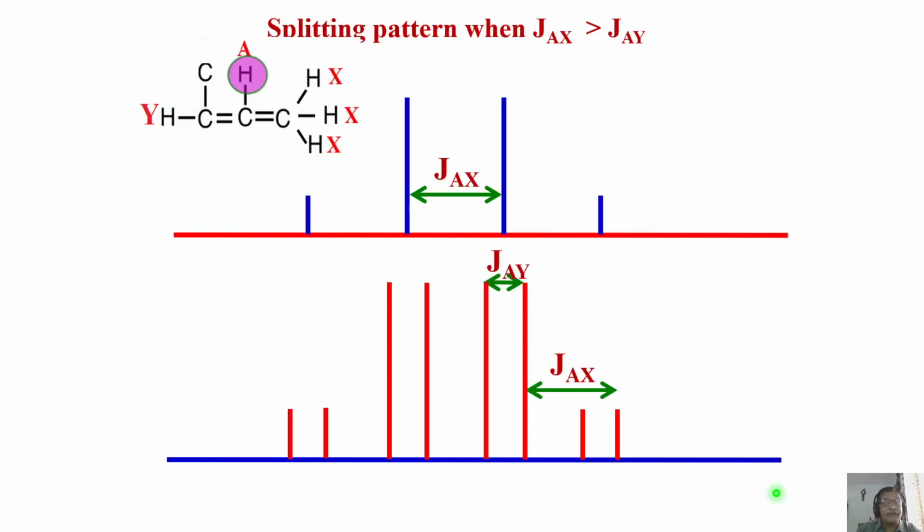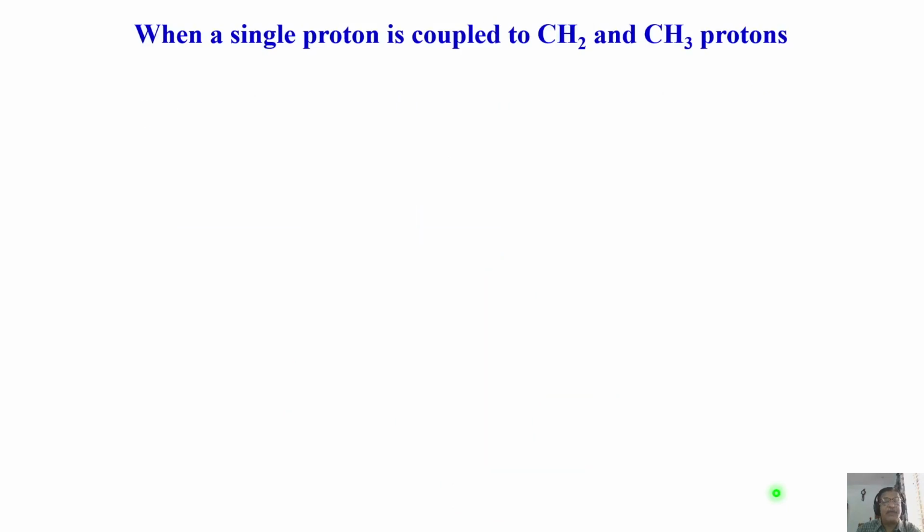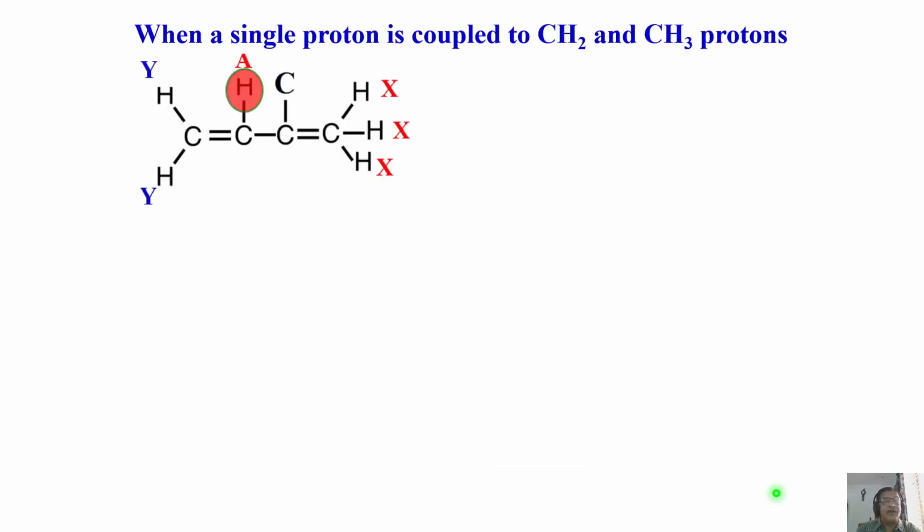What do you call this pattern? What is the largest coupling? Largest coupling is a quartet, and the smallest coupling is a doublet. It is called a quartet of doublets. Remember, it is called quartet of doublets. So you can keep on extending the logic. Some one or two coupling patterns which you routinely use, I will tell you.